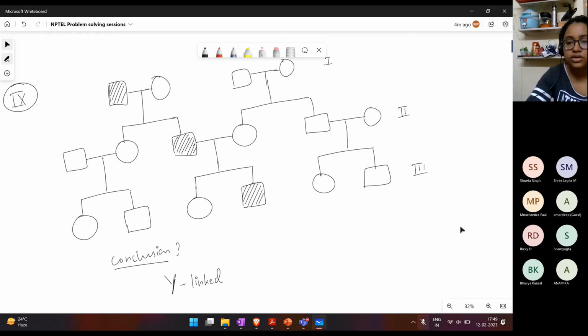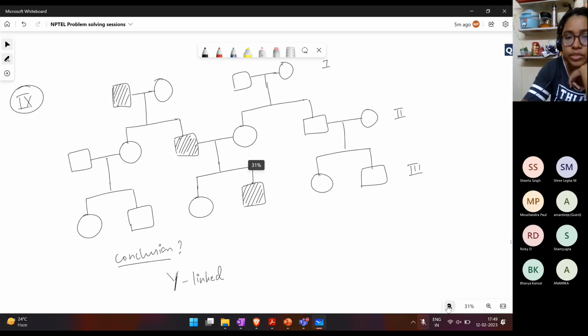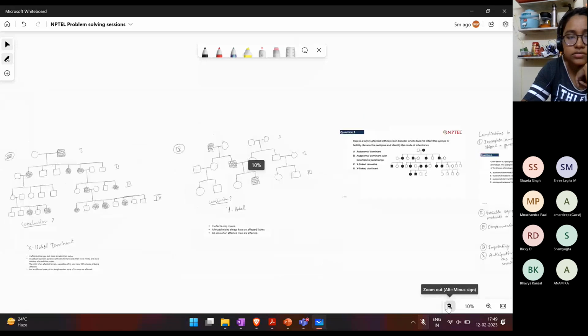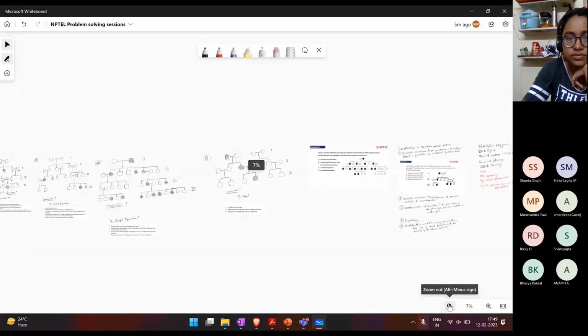Okay, so till now, if anyone has any query in understanding the pedigree, like how to analyze a pedigree, please let me know. If not, there is a question for you guys.